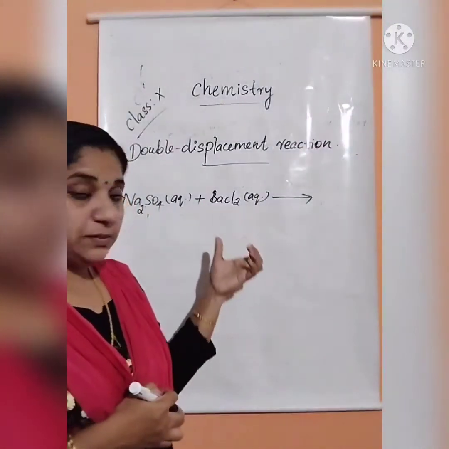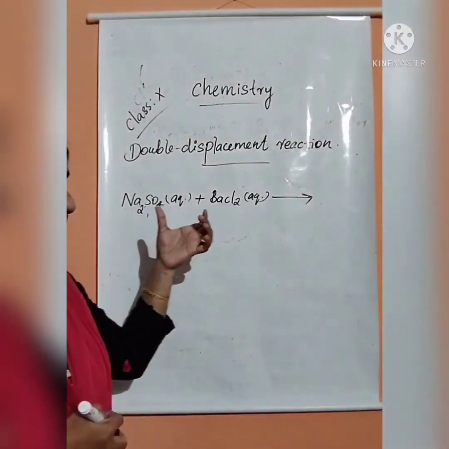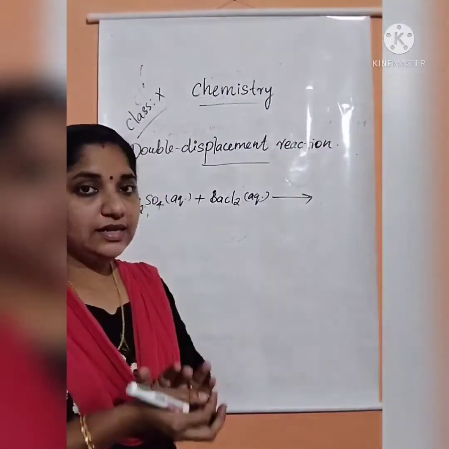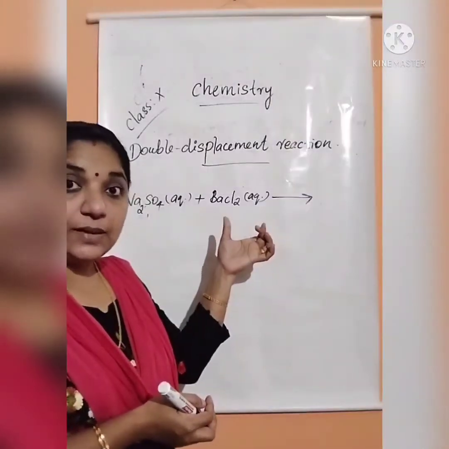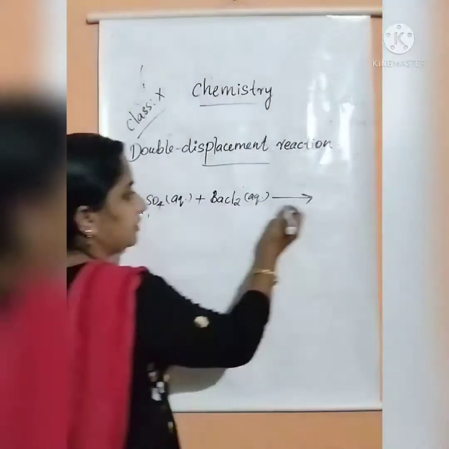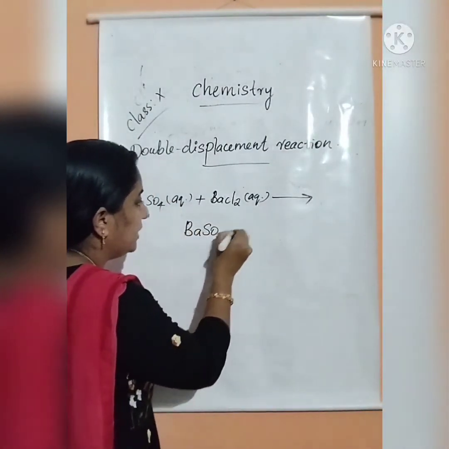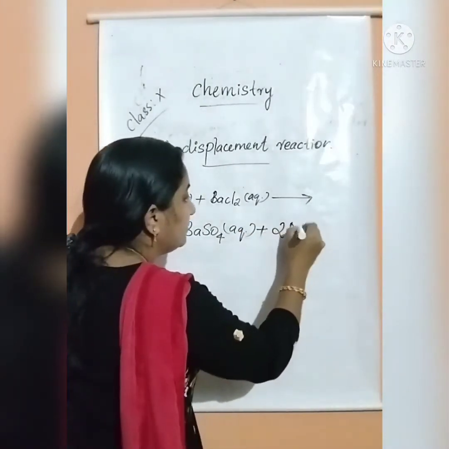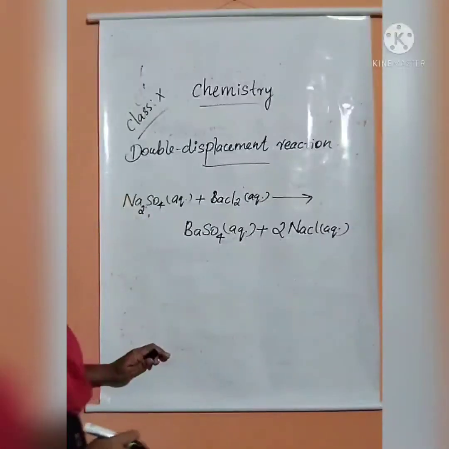That is known as precipitate. A white substance is formed that is insoluble in water. So this reaction we can know as a precipitation reaction. Look here, the products are barium sulfate and sodium chloride.